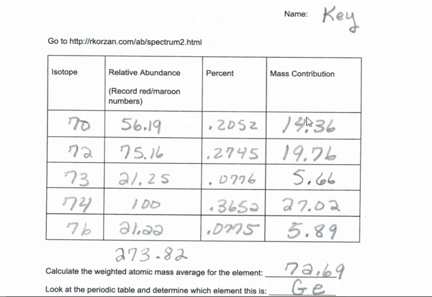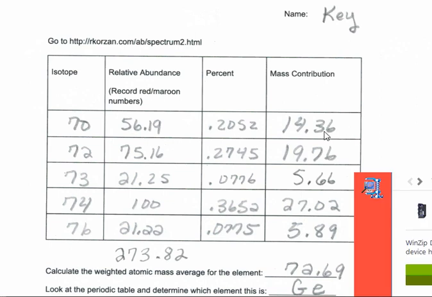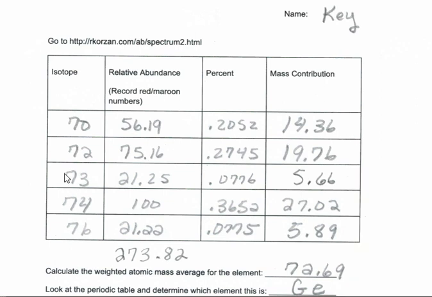To get the mass contribution, you take the isotope value, 70, times that decimal percent. I like to call it a decimal percent to get 14.36. Okay, and 72 times that decimal percent to get 19.76. And likewise, just keep doing each one of them in this column multiplied by each one of this column. And you get all these numbers. Add it all up, and you get a weighted atomic mass average of 72.69. And if you look at the periodic table, that is the element germanium. And that's how you do the weighted atomic mass average calculation.